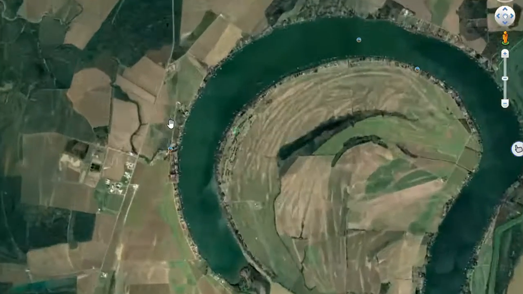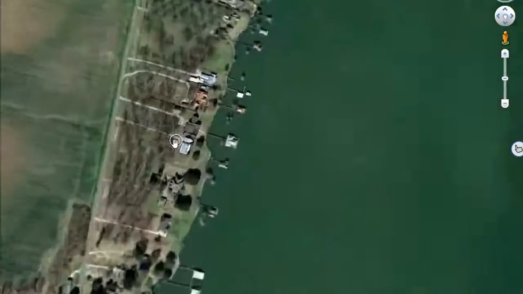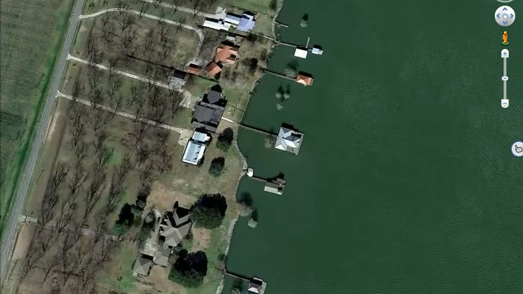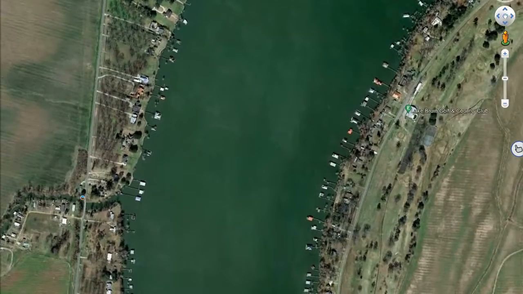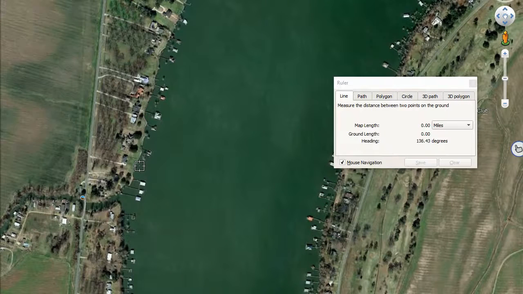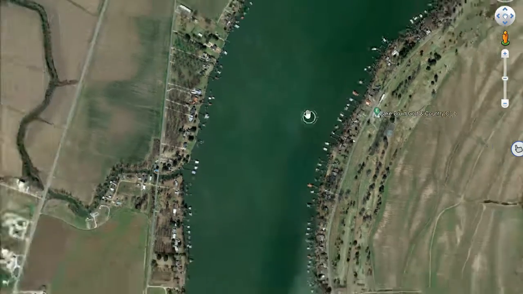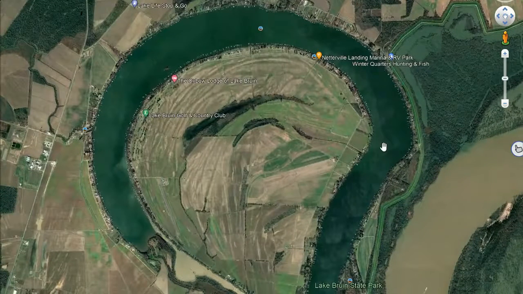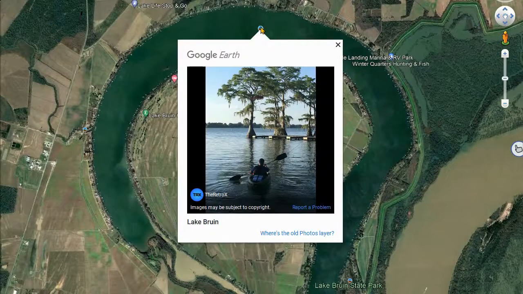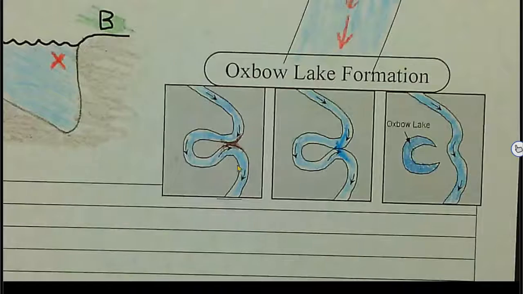And if we look close, we can see that there are people that live on this Oxbow Lake. And this is a pretty wide lake, too, if we measure from one end to the other. This is just about a half a mile across that lake, and many miles, maybe up to 8 to 10 miles all the way around. It used to be part of the Mississippi River, now an Oxbow Lake.